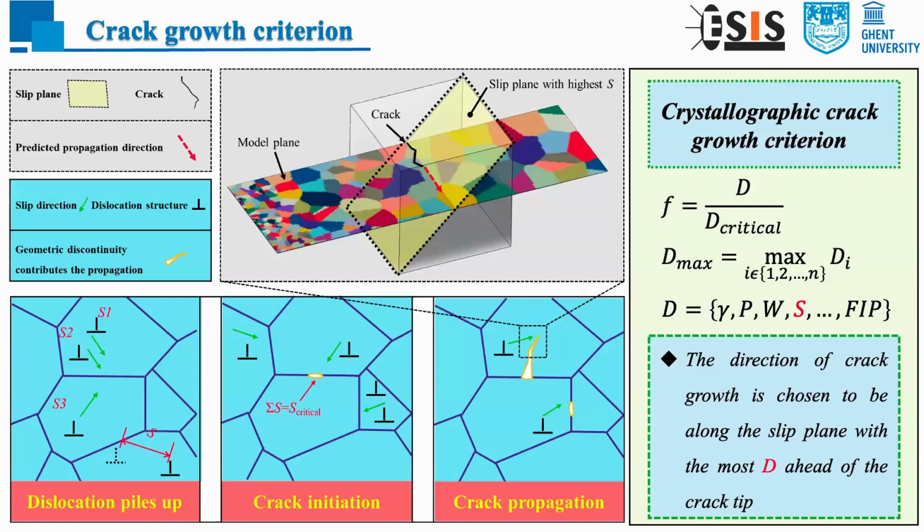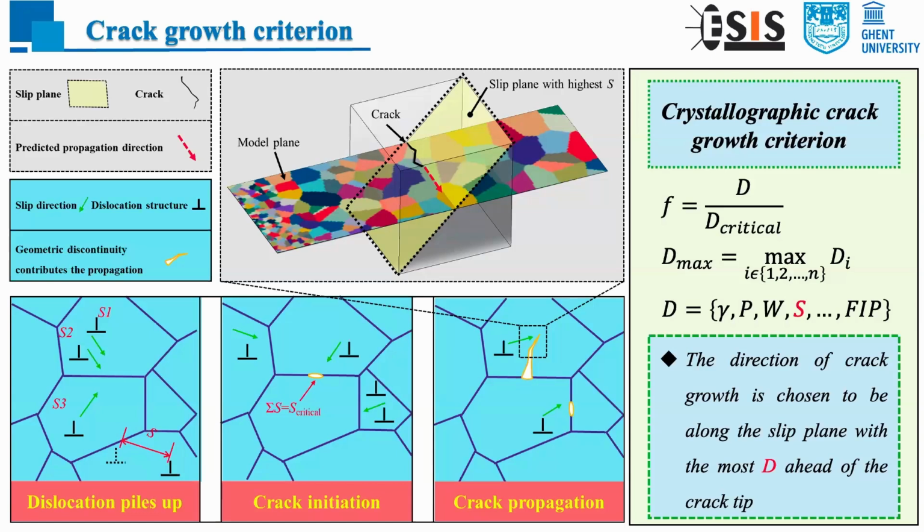So this slide shows the crack propagation criterion used in our research. The crack is introduced by the XFEM. So we have to make sure of 2 things. The first is the critical value for the damage, which means when the damage meets the critical value, the crack will initiate, and the subsequent damage propagation and slip activity will contribute to the crack propagation. And the crack propagation direction is defined by choosing the slip plane with the most damage ahead of the crack tip.